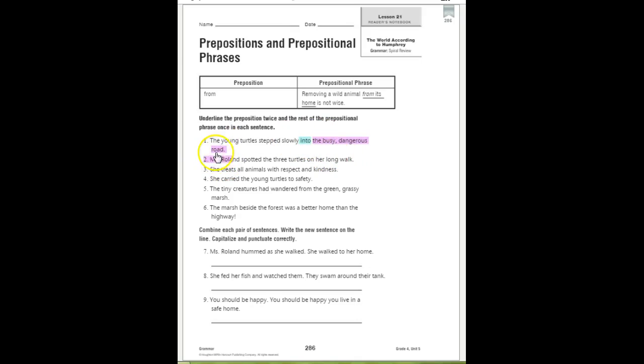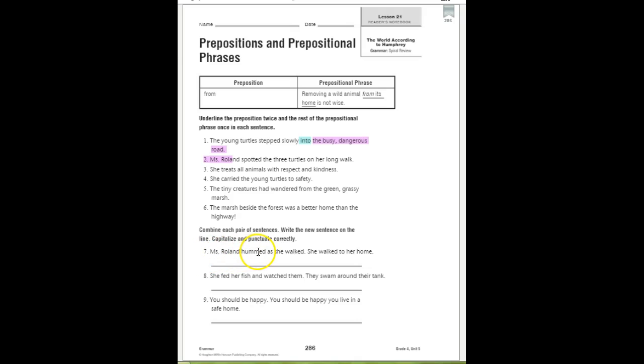Okay, the busy, dangerous road. All right, so into is our double underline. The busy, dangerous road is the rest of the prepositional phrase and just gets underlined once. All right, so make sure you're looking for your preposition, your word that shows connection between other words, and then you're going to underline that twice, and the rest of the prepositional phrase is just once.